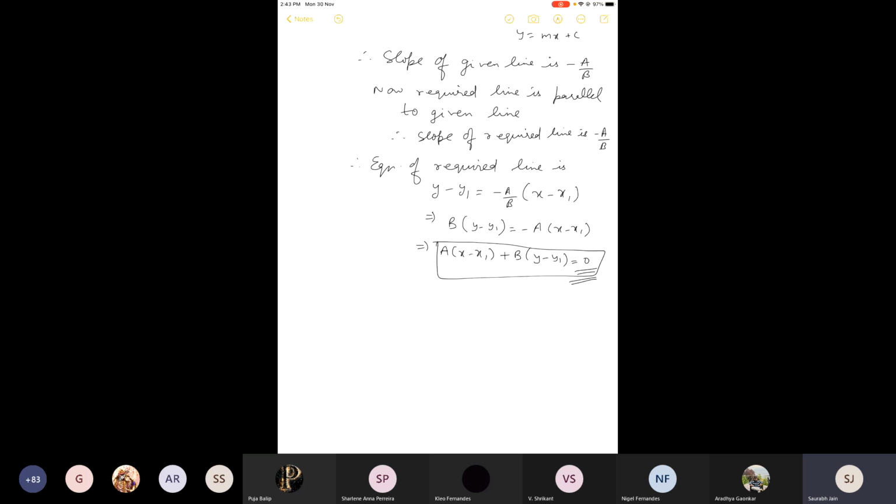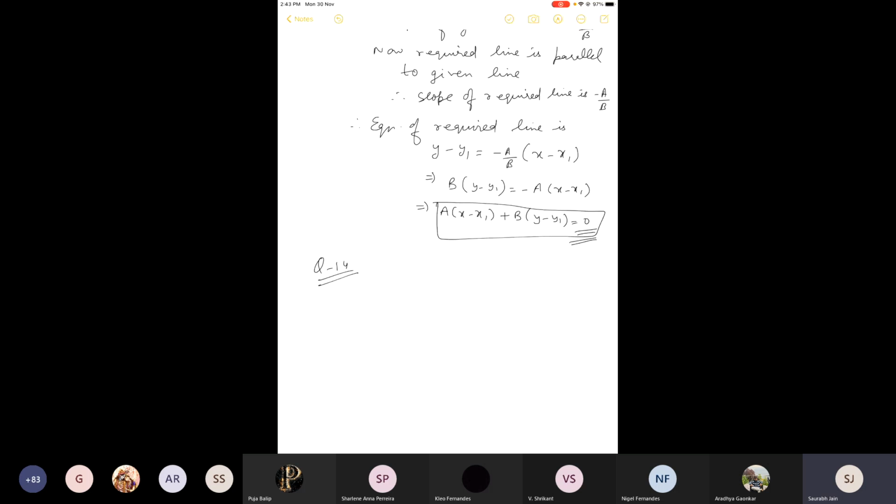Now question number 14. Find the coordinates of foot of perpendicular from the point to the line. Okay. Let us make a rough diagram. Suppose this is the line 3x minus 4y minus 16 equals 0. And we have a point P (minus 1, 3), obviously not on the line.